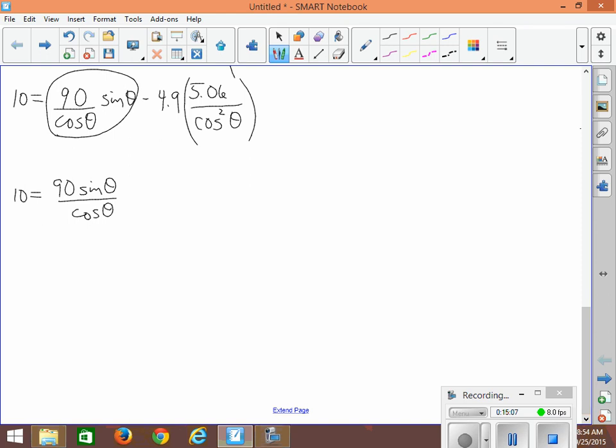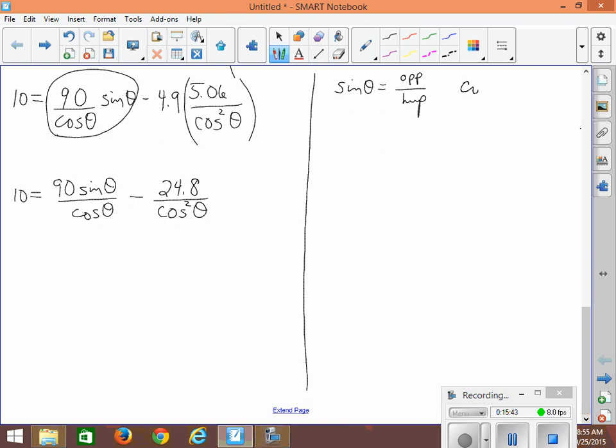Right? And over here, this would be, what's 4.9 times 5.06? Say that again? 24.8. And on the bottom, cos squared theta. Okay. Now on the side over here, I'm going to show you a couple of trigonometric identities, some cool things that happen. If you recall, sine theta is equal to opposite over hypotenuse. That's how we memorized it. And cos theta is equal to adjacent over hypotenuse.